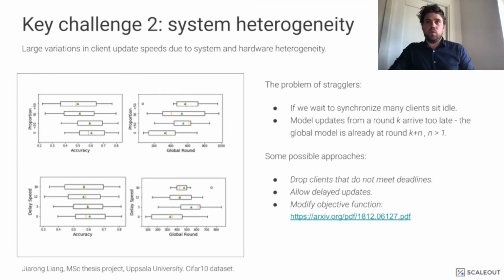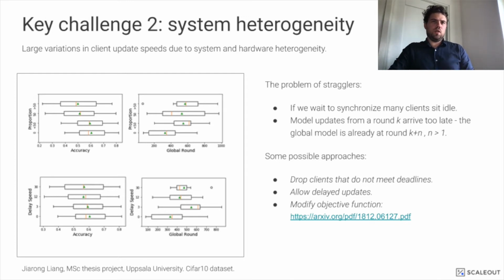Another one that is trivial is, of course, to allow delayed updates, but there are also more sophisticated approaches like modifying the objective function so that you, for example, penalize updates that take the weights too far from their current state. This figure here is an illustration. It's from a recent master thesis conducted by a great student of mine, Jerong Yang. And this is also based on the CIFAR-10 dataset.